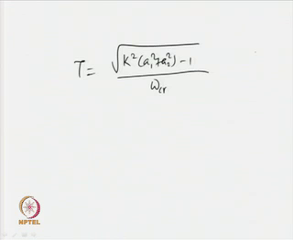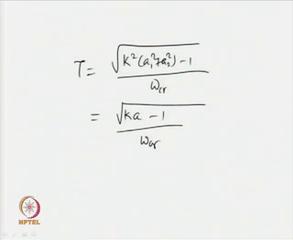Now, this can be expressed as k a minus 1 divided by omega c r when A2 is equal to 0. So, when A2 is equal to 0, I have got k square A square minus 1 root divided by omega c r. When A2 is equal to 0, I have no controller in the loop.